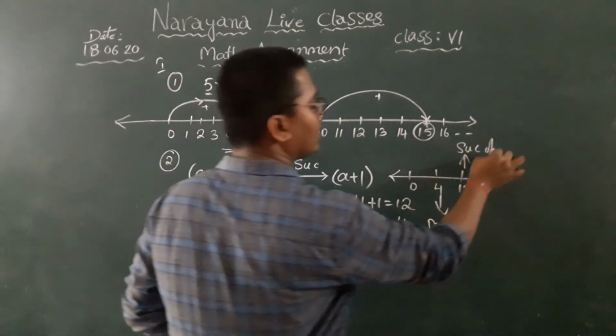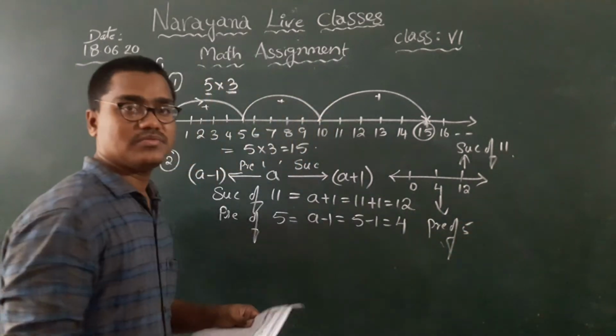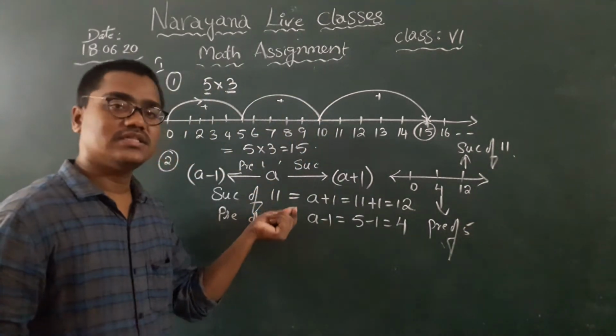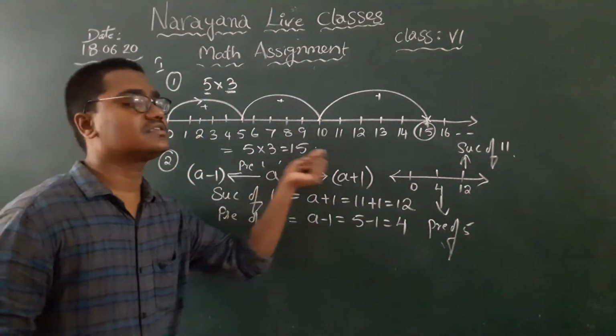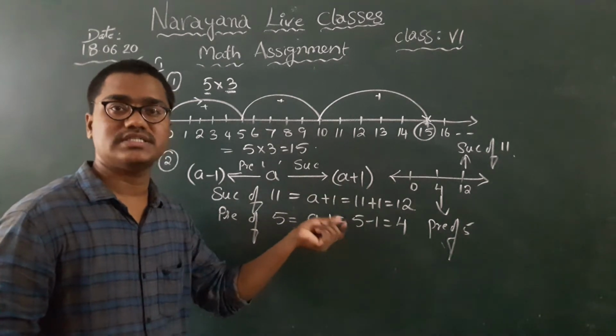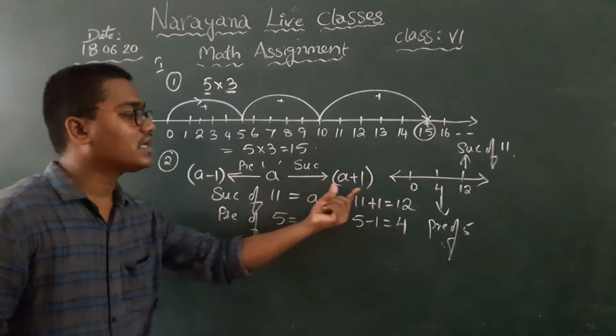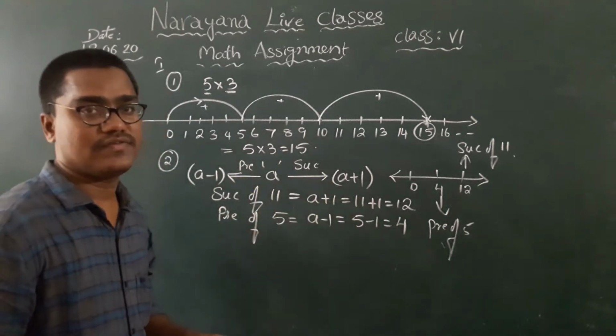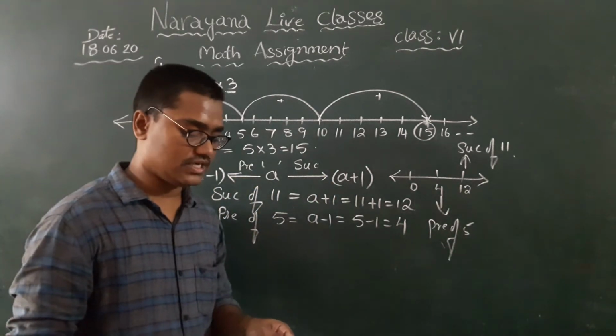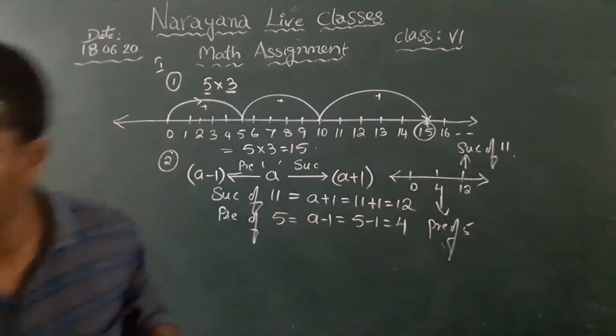Yes, predecessor of 5, and this 12 is the successor of what, children? Successor of 11. Yes. Always remember that if a is an integer, then the predecessor will be a minus 1 and the successor will be the immediate next number, that is a plus 1. So if a is an integer, a minus 1 is the predecessor and a plus 1 is the successor of a given number. I hope it is clear, children. Now coming to the third question.